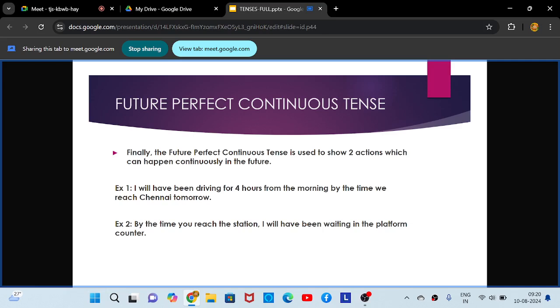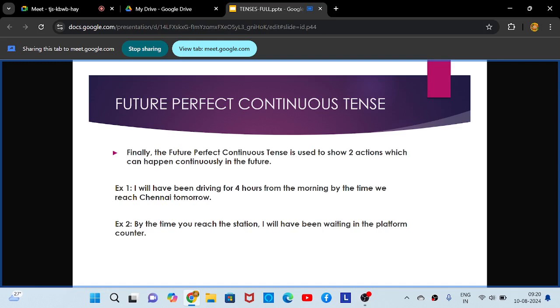It means I will reach Chennai only tomorrow morning, but I started driving today itself. I will have been driving for 4 hours from the morning by the time we reach Chennai tomorrow. So here the action that is continuously expected to happen is in future tense. That is future perfect continuous tense. I will have been. You can check the structure as well. I plus will have plus been plus v1 plus ing, that is driving. For 4 hours is the object.